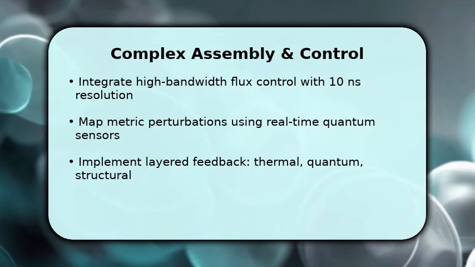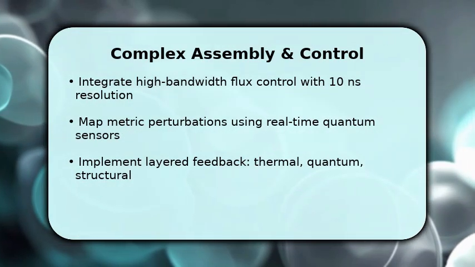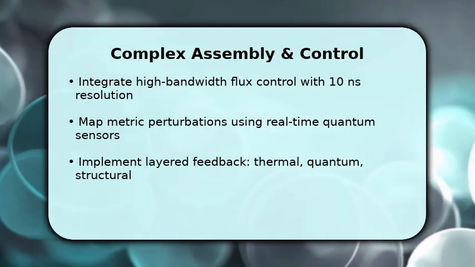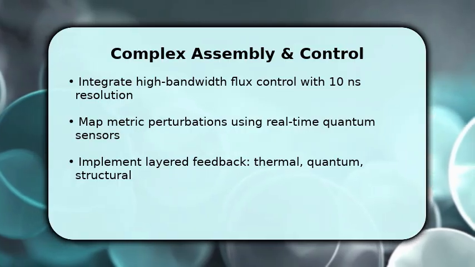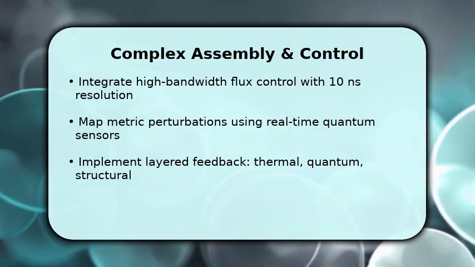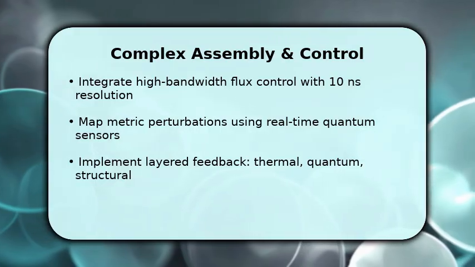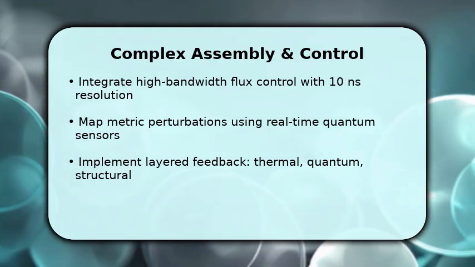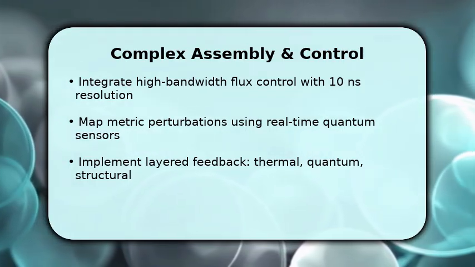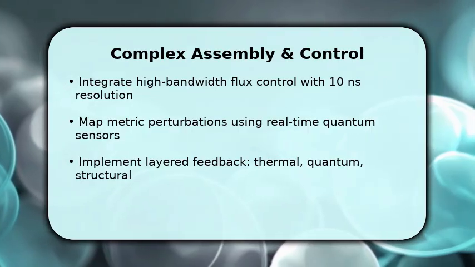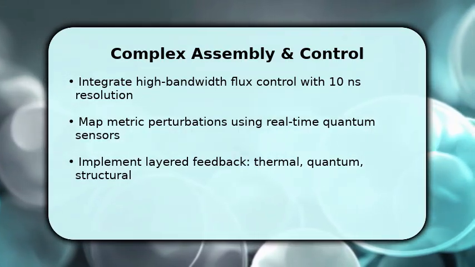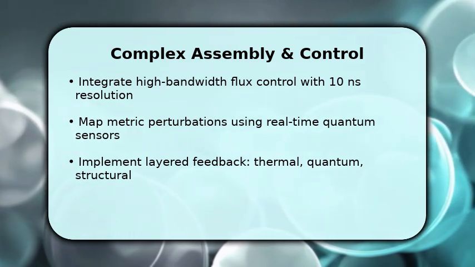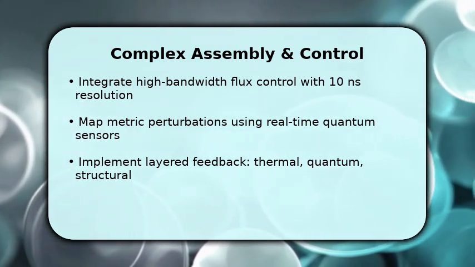Now you move into integration. Fuse flux control hardware with 10 nanosecond resolution to the superconducting rings and route telemetry to a low-latency controller. You implement real-time quantum sensors to map metric perturbations and compare them against simulations. Once done, deploy layered feedback, thermal stabilization, quantum phase correction, and structural stress dampening to maintain coherence under load. Make sure to tune feedback gains slowly. Validate with incremental test pulses, and log every deviation for model updating and fault isolation.